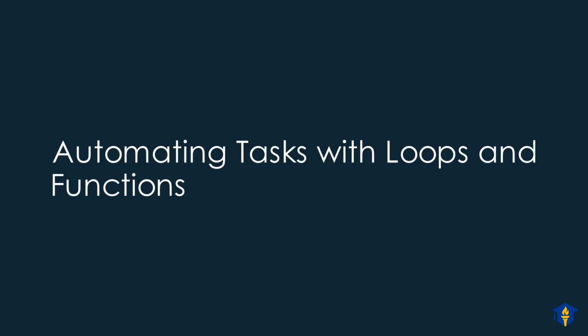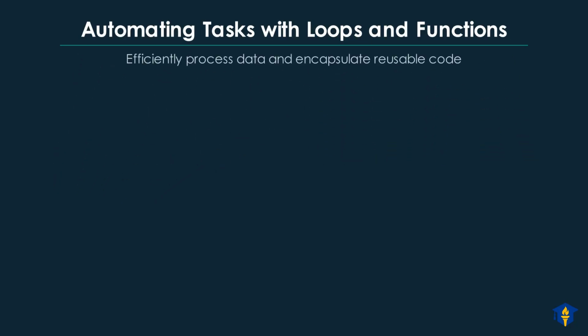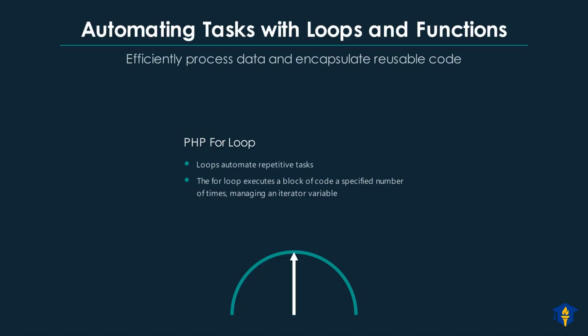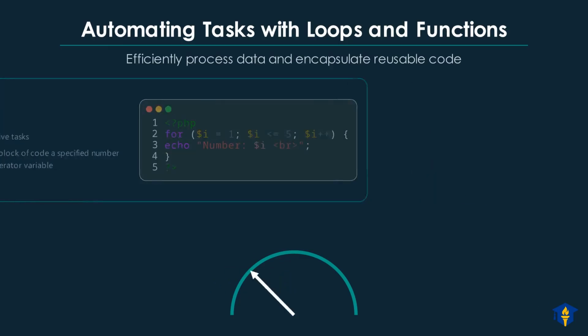Now, let's learn how to automate repetitive tasks and organize your code using loops and functions. These constructs are essential for efficiently processing data and encapsulating reusable code blocks, making your programs more modular. We will start by looking at the for loop, a fundamental tool for controlled repetition. Loops automate repetitive tasks, and the for loop executes a code block a specified number of times, controlling an iterator variable. This example demonstrates a for loop that iterates 5 times, printing a number during each execution.